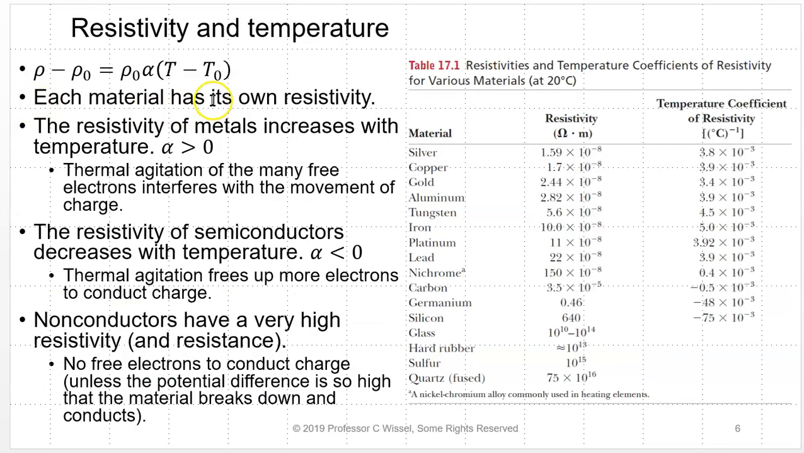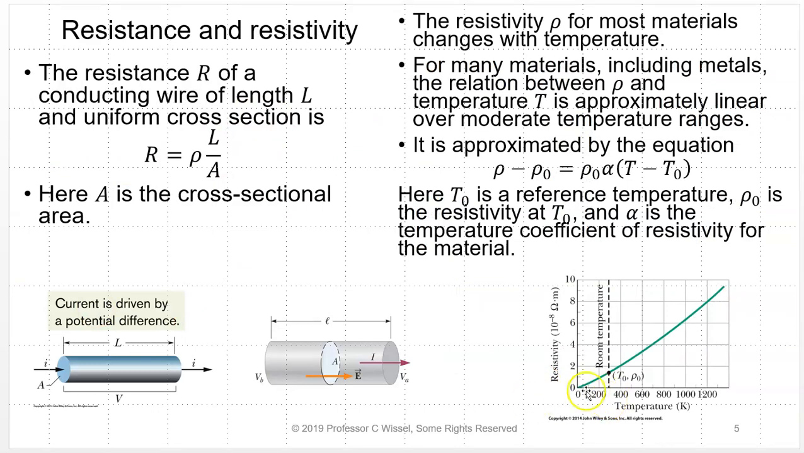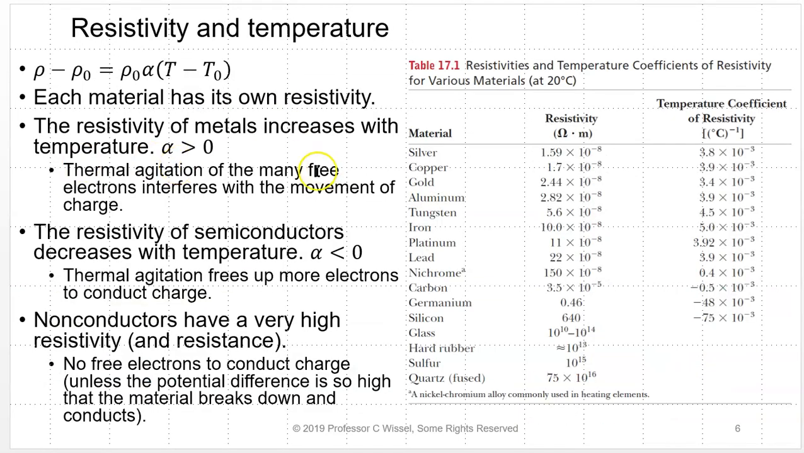Okay, so each material has its own resistivity. It's a characteristic of the material. The resistivity of metals increases with temperature, so alpha is greater than 0. And basically, it looks like this for metals. Thermal agitation of the many free electrons interferes with the movement of charge.